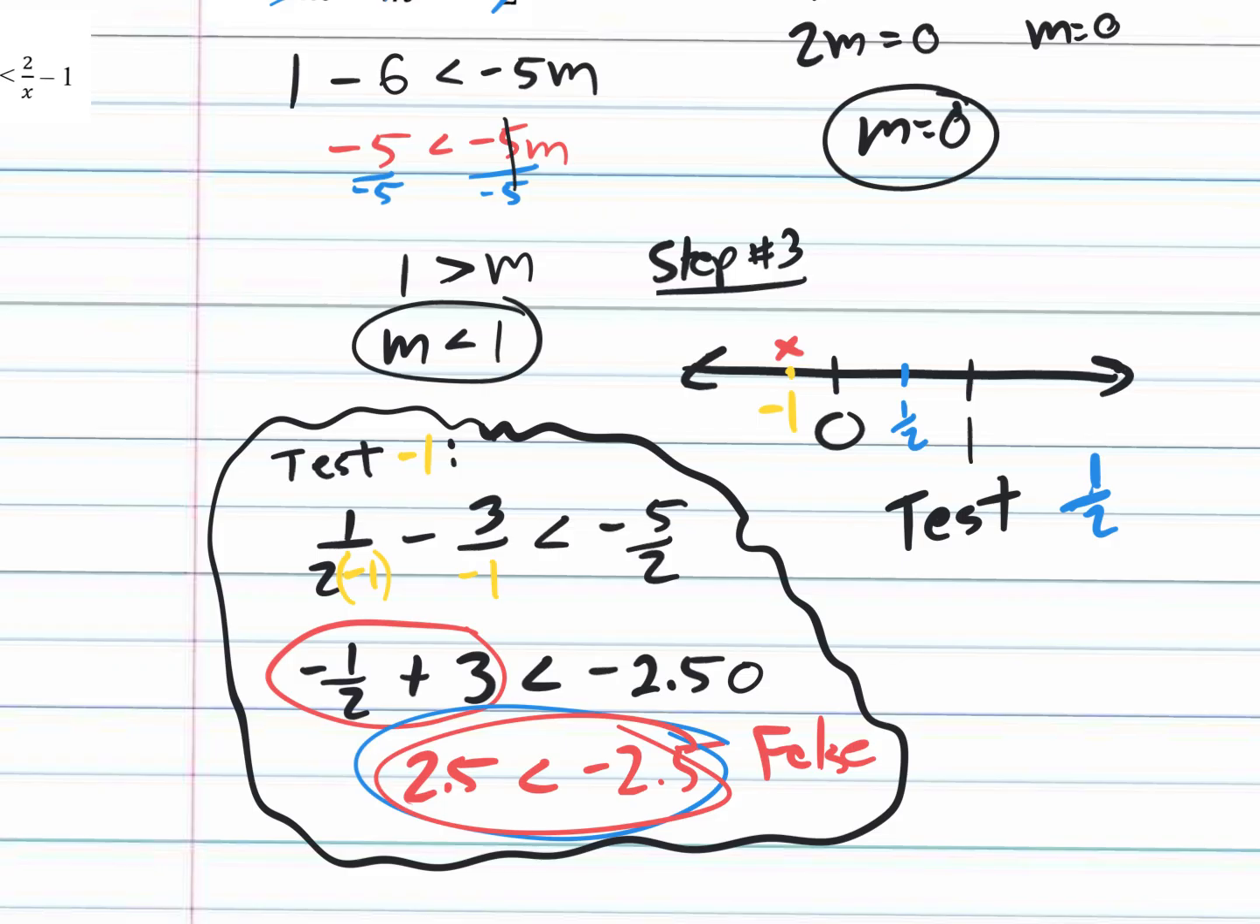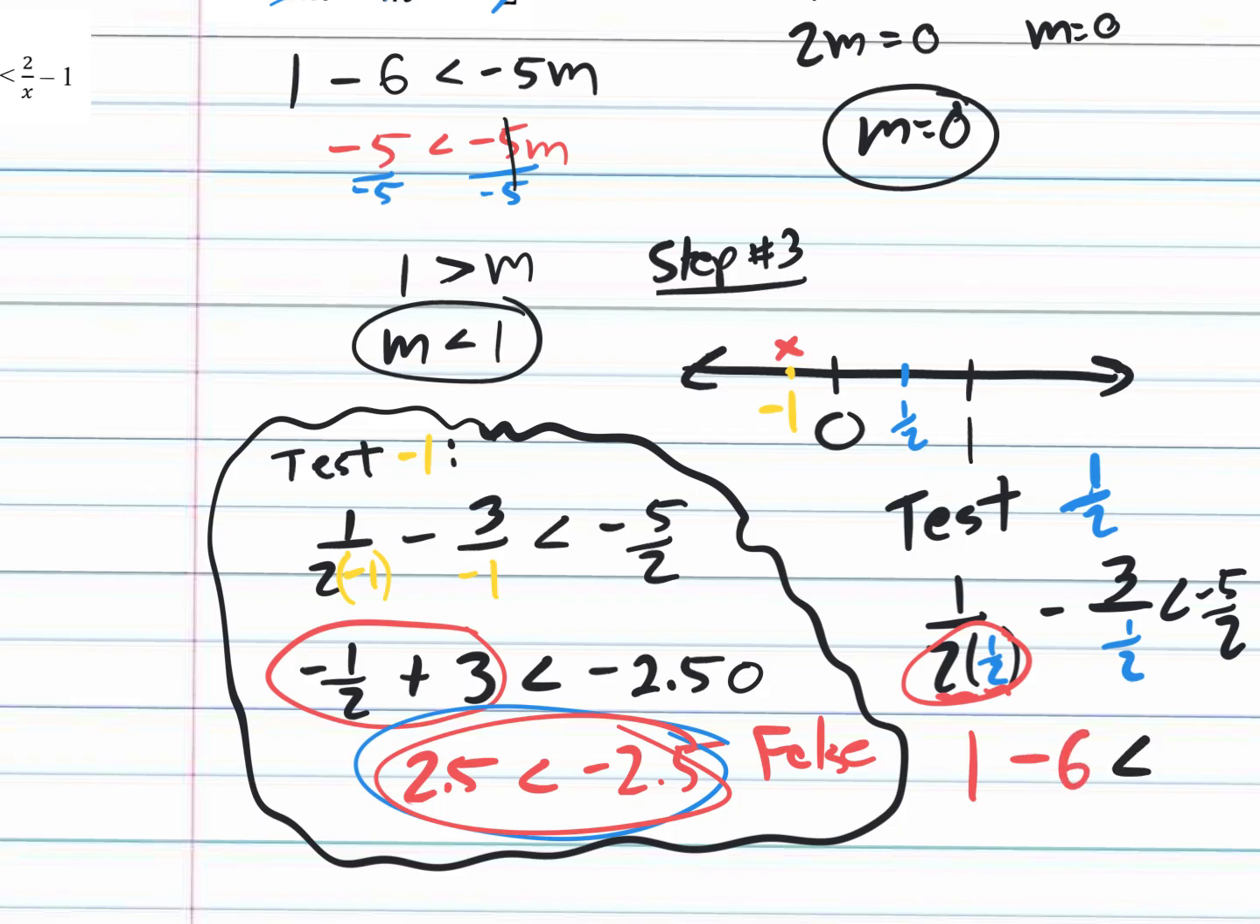So testing 1/2, rewriting everything, 1/2 times 1/2, and then -3 over 1/2, and then is less than -5/2. Okay. So when you multiply 2 times half, that just becomes 1. And of course, 1/1 is 1. And then minus, and think about this, 3 divided by half, that's really 3 times the reciprocal of half, which is 2. And of course, you could do this on the calculator. 3 times 2 is 6. So you really have a -6. And it's less than -5/2.